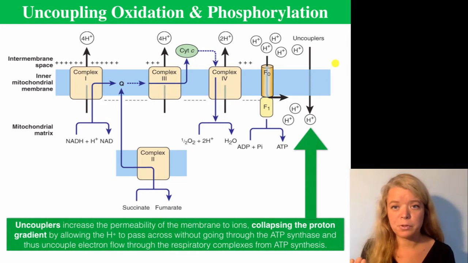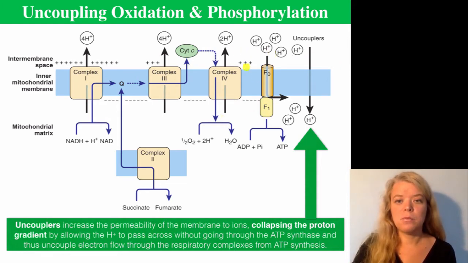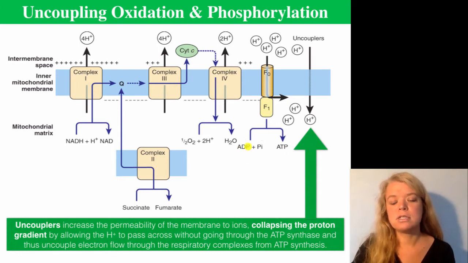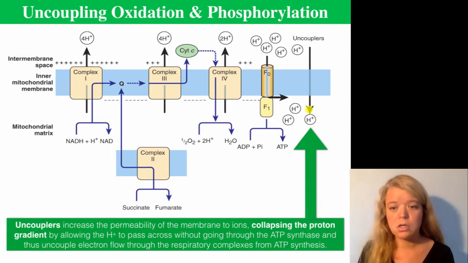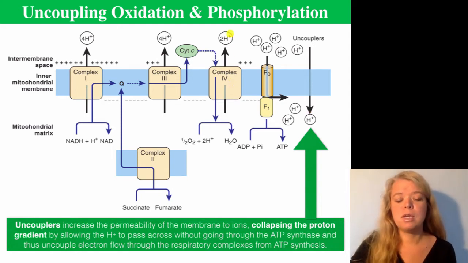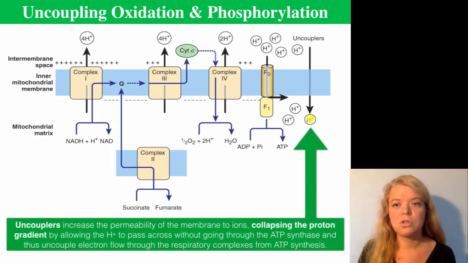They are called uncouplers. They don't block the electron transport chain. They uncouple the ability of the electron transport chain to drive the synthesis of ATP, by making the membrane permeable for protons. So even though protons are being pumped over there, they don't have to do any work whatsoever to get back into the matrix where they would like to go.